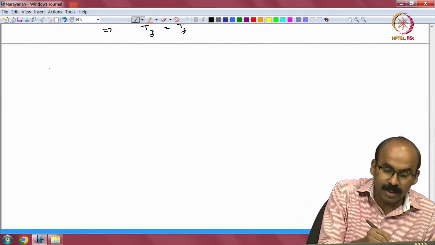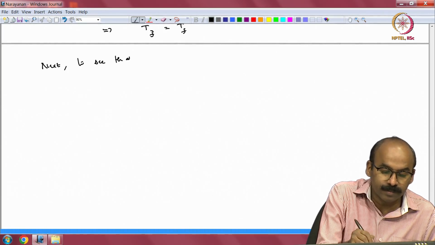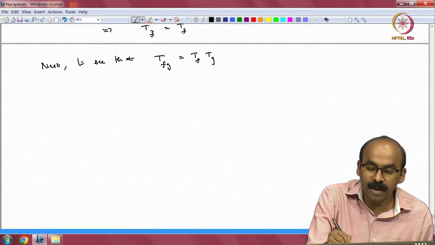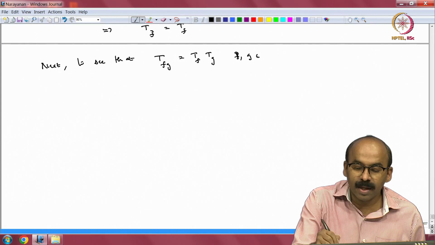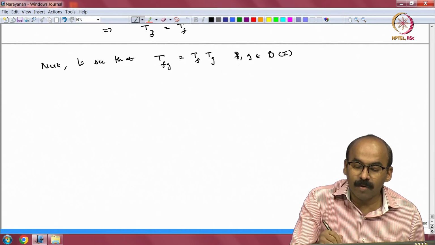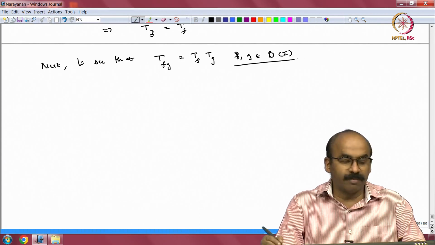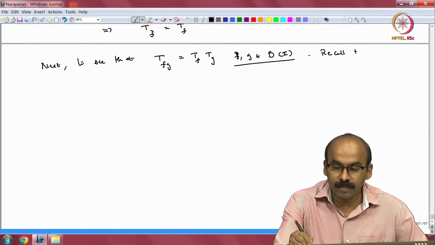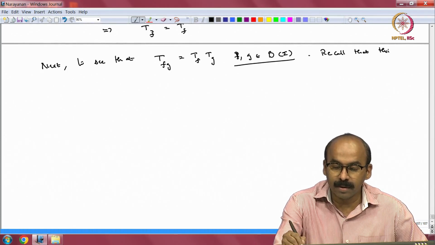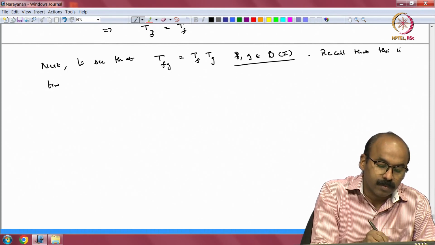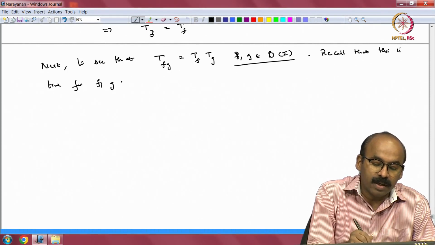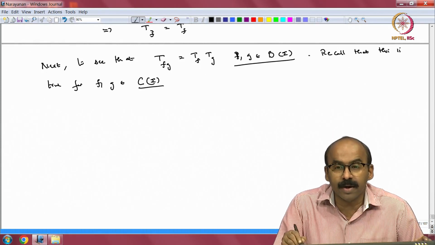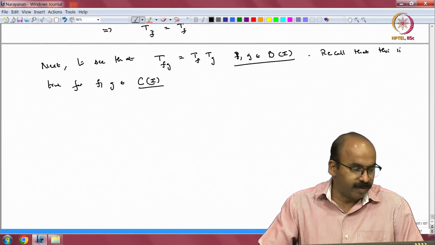Okay. So, next to see that T f g equals T f times T g, right, for f and g in B sigma. Okay. So, now onwards you have to keep track of where these functions are. Okay. So, recall that this is true for f and g in C sigma, right, that is the continuous functions. Okay. From the continuous functions we want to go to all bounded functions.